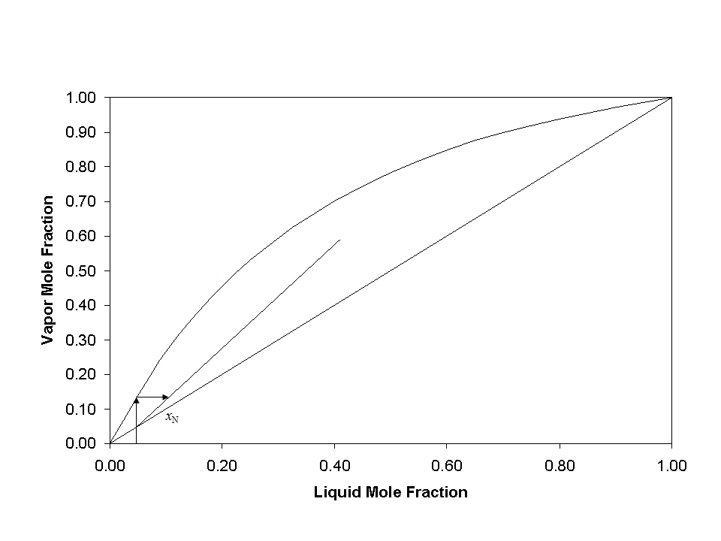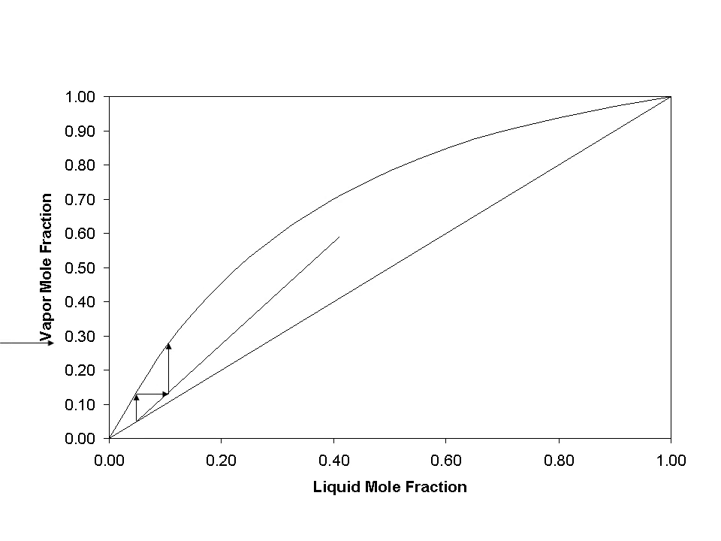Since Y sub N is in equilibrium with X sub N, I can determine that from the equilibrium curve. I now shift over to the operating curve to find out what the value of X sub N minus 1 will be, and then project that up to the equilibrium curve and determine what Y sub N minus 1 is. And this procedure is repeated until we reach the feed stage.